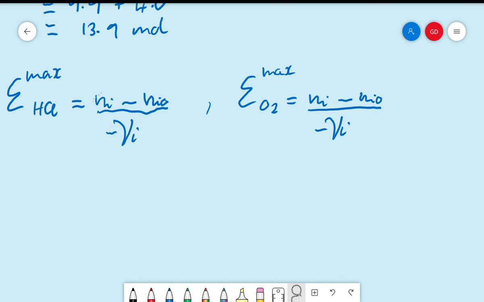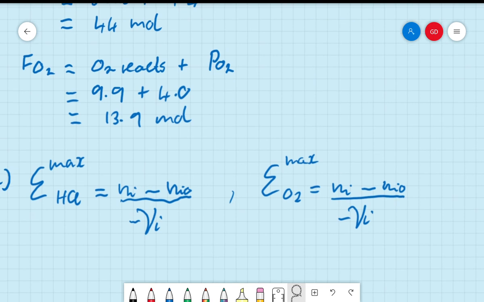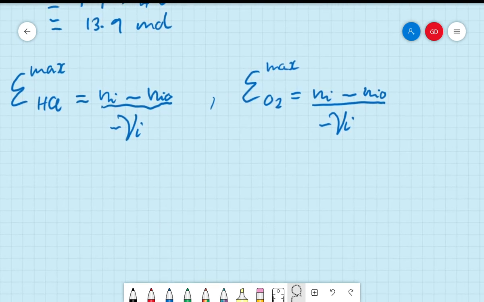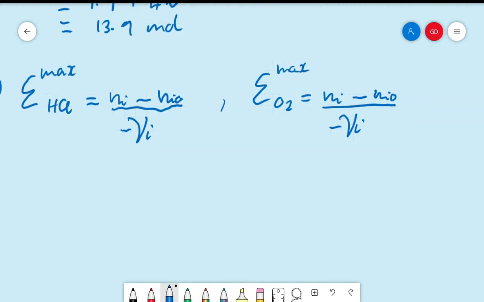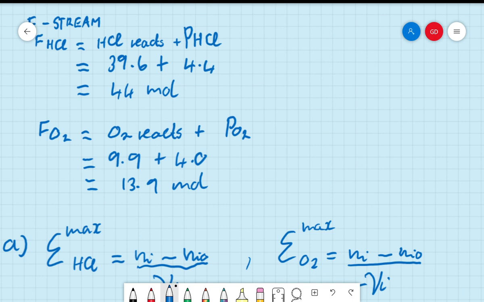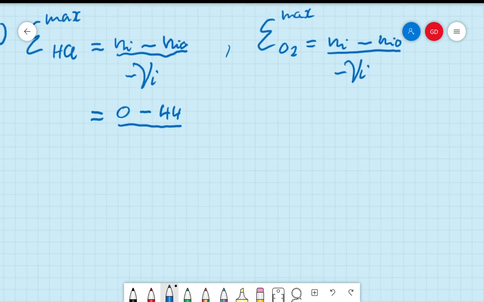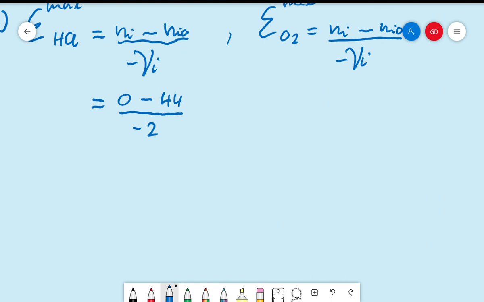Now remember, the variable Ni is the moles remaining after the reaction, if the reaction were to go to completion, and Ni0 is the initial moles that were initially charged into the reactor. So the initial moles, we found them, it's the same as the moles in the feed. These are the initial moles, 44 for HCl, and these are the initial moles for oxygen. But now if we are determining the limiting reactant, because we assume that the reaction goes to completion, it means that the remaining moles of HCl becomes zero. Subtract the initial moles of HCl, 44, divided by the stoichiometric coefficient, which is negative 2, and that works out to 22 moles.